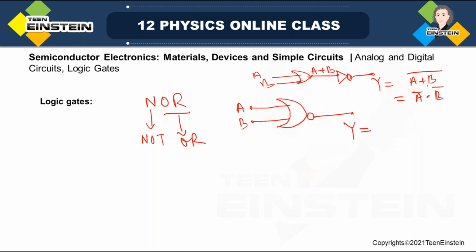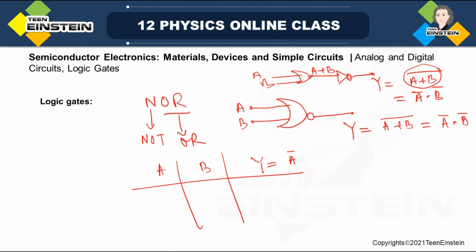Since you don't know the Boolean algebra, you can remember up to this also. You can remember up to this. So you'll get A or B whole bar. Ultimately, you will get A bar dot B bar. Now let me write down the truth table. A, B, then this is Y.